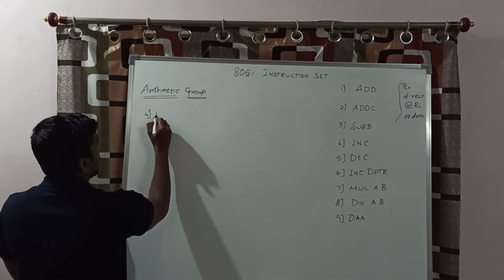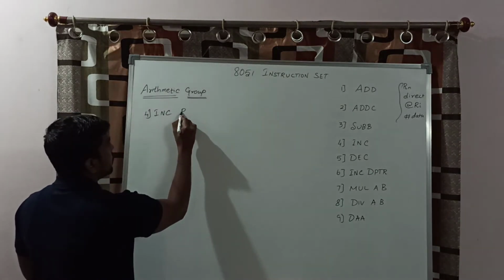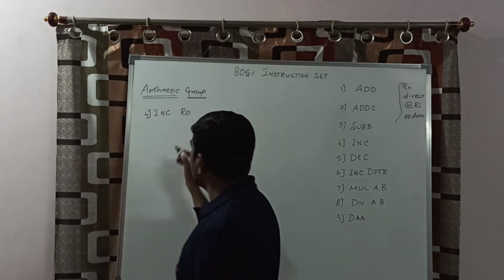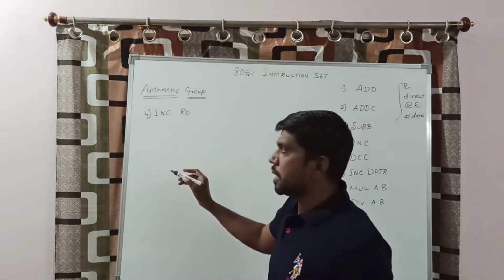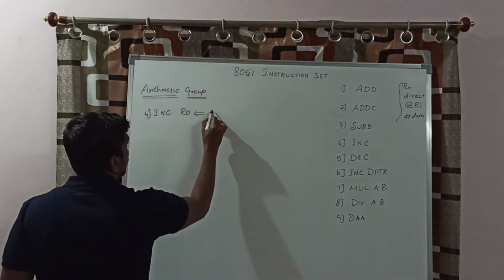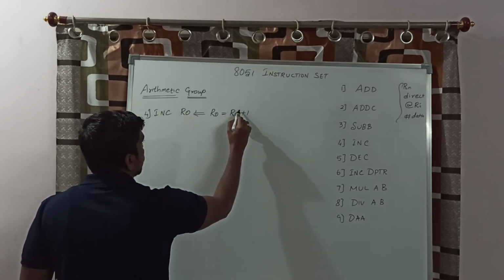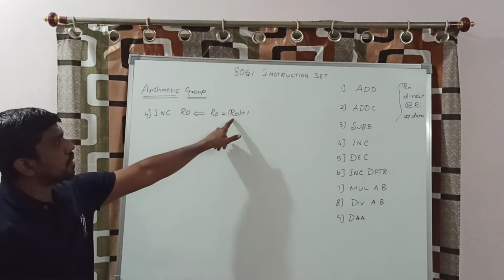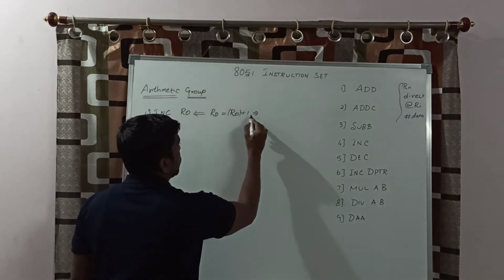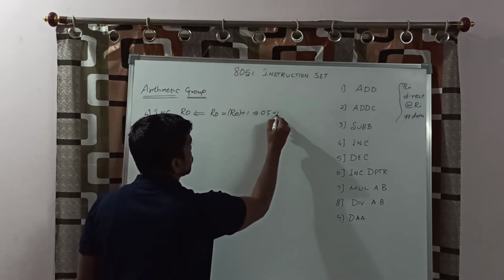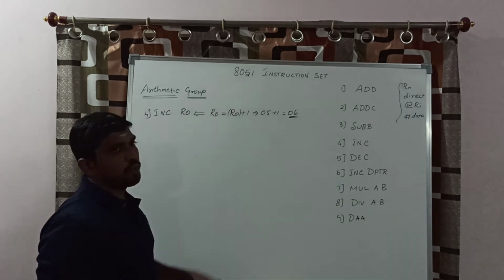Fourth one, INC, increment. This instruction you can write as INC Rn. Whatever value is present in the Rn register, that content is incremented by 1. The result is stored in Rn: Rn equals Rn plus 1. Whatever value is present in Rn, that content is summed with plus 1. Rn value 05 plus 1, the result is 06. This content is stored in the Rn register.